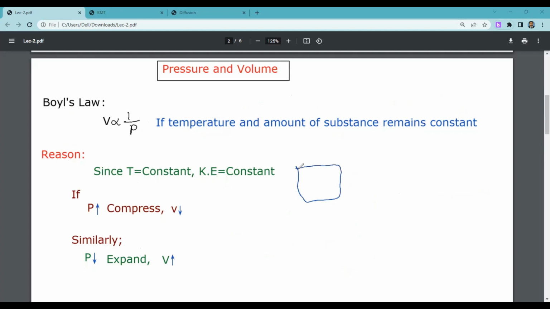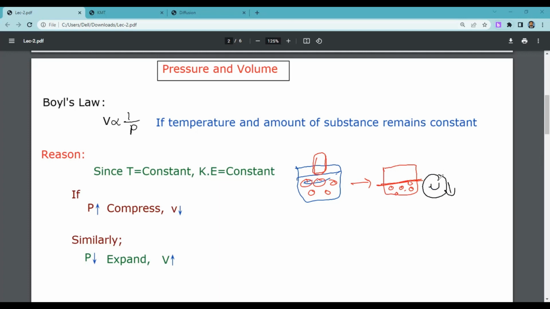See, here is a container. This area is the volume of the container and the gas molecules are present in it. Now if we compress the container, or in other words, if we decrease the size of the container, making the container small, its volume decreases.